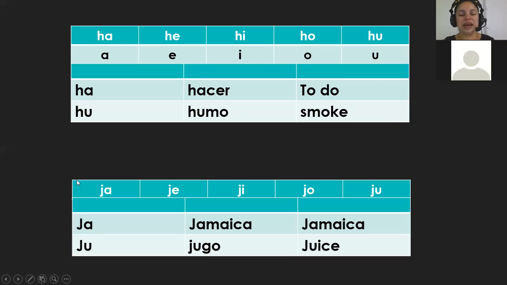Let's go with the J, with ja, je, ji, jo, ju. We have the example with ja, Jamaica. How is Jamaica in English? Jamaica. You see the difference? Jamaica, Jamaica. Now, an example with the ju, jugo, jugo. Jugo in English is juice.